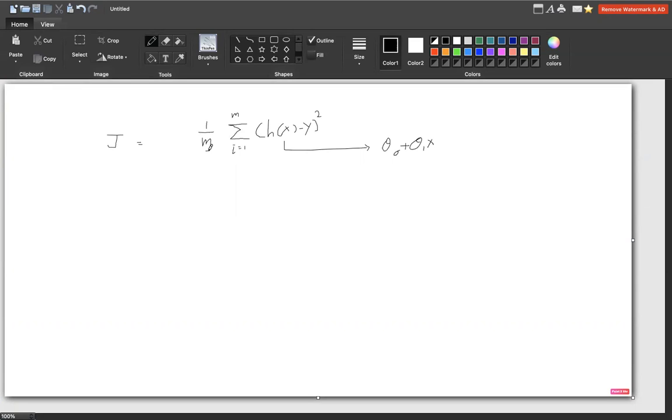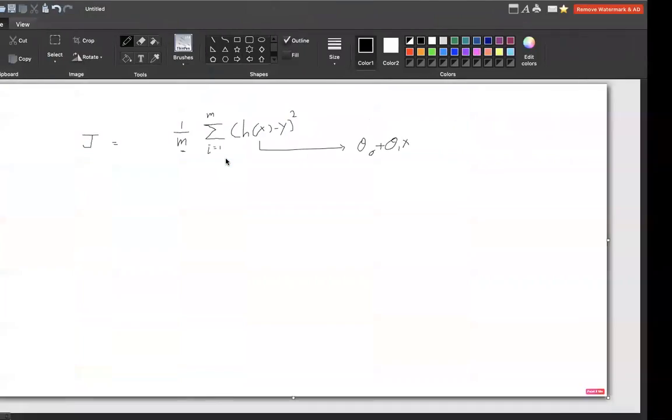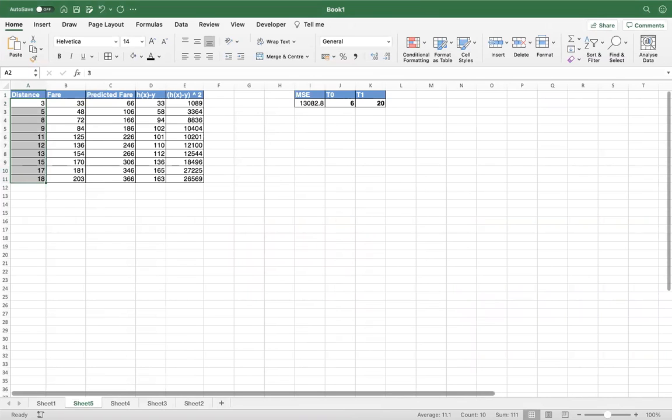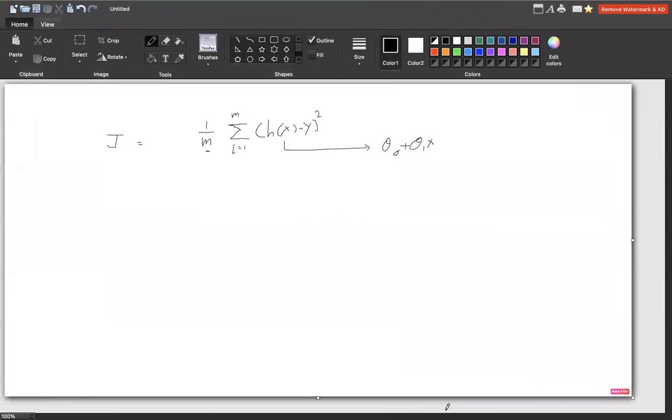What is m, for example? M represents our number of training examples. So how many examples do we have here? 10. So m is equal to 10. This m represents the number of training examples.